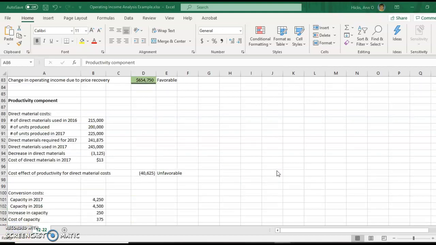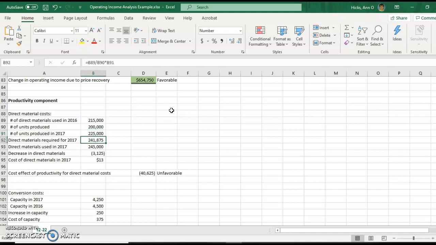Okay, let's look at the productivity component. Obviously, productivity has to do with how efficient we are. And so we're going to need to look at our costs, both direct materials and our conversion or administrative costs. In direct material costs, we used 215,000 t-shirts in 2016, which led to 200,000 t-shirts being sold. And then in 2017, we sold 225,000 t-shirts.